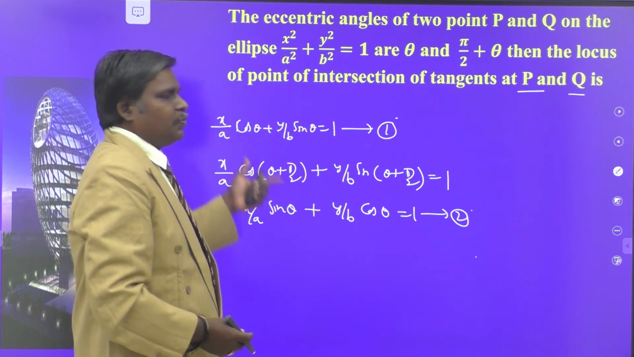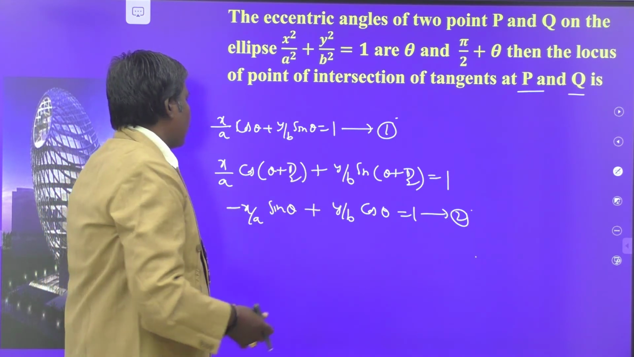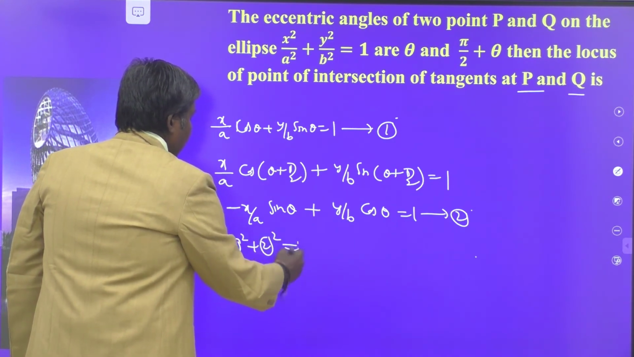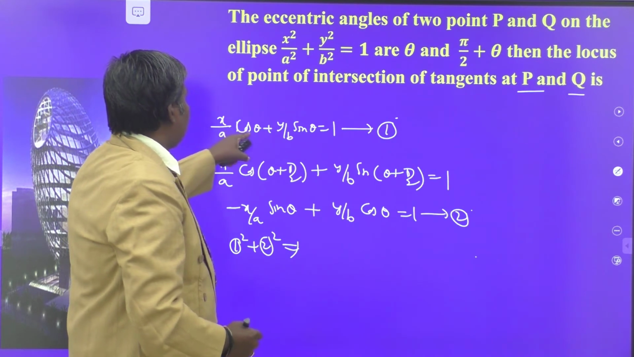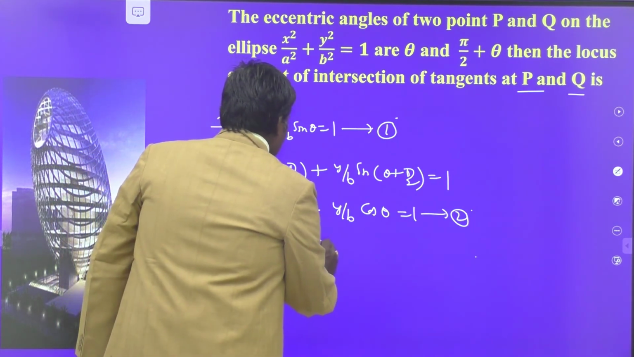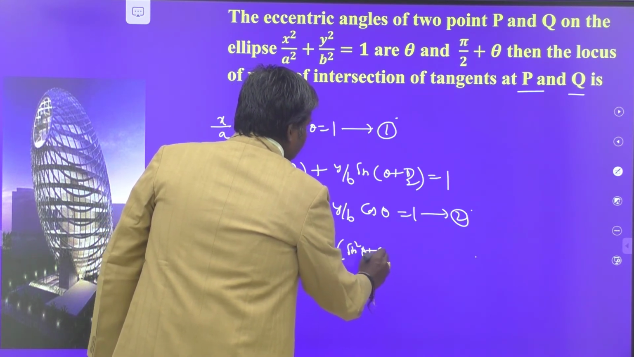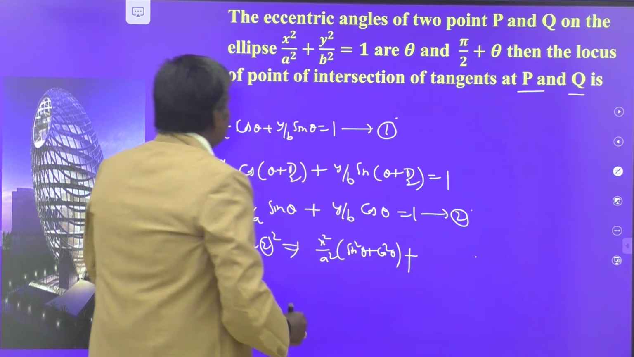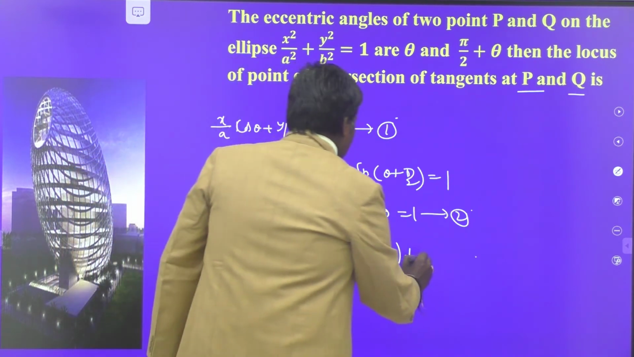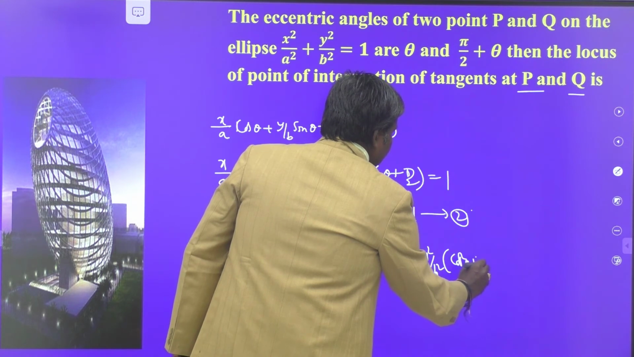This is a well-known concept for you. By squaring and adding, we can eliminate theta. We get the required locus. Equation 1 squared plus equation 2 squared implies, see here, x square by a square cos square theta plus x square by a square sin square theta. That means x square by a square times (sin square theta plus cos square theta) plus y square by b square sin square theta plus y square by b square cos square theta, we mean y square by b square times (cos square theta plus sin square theta).